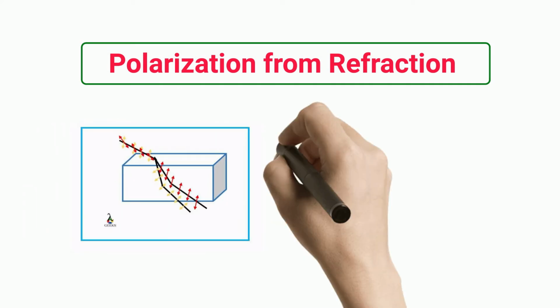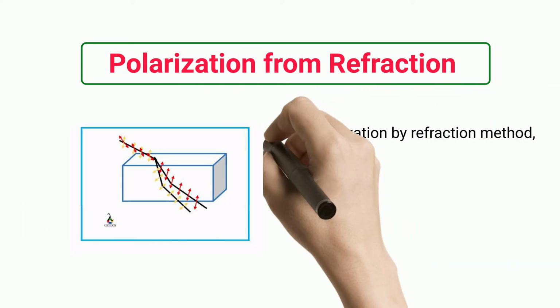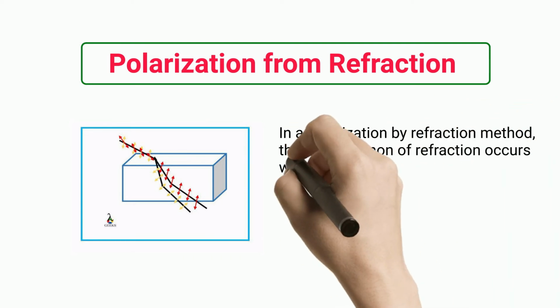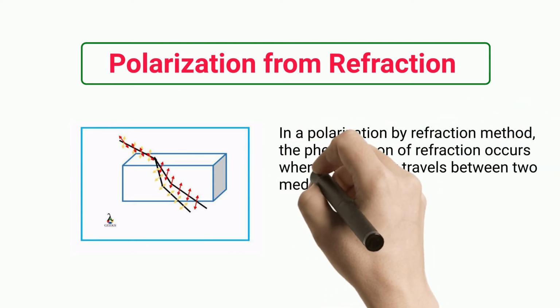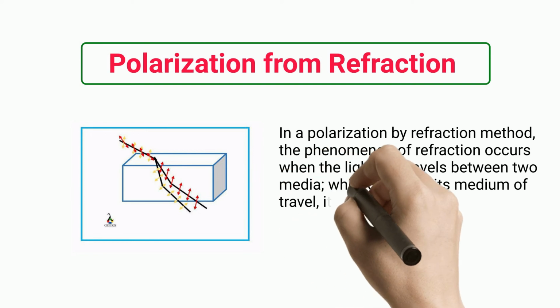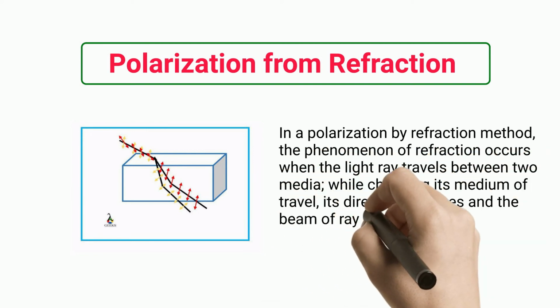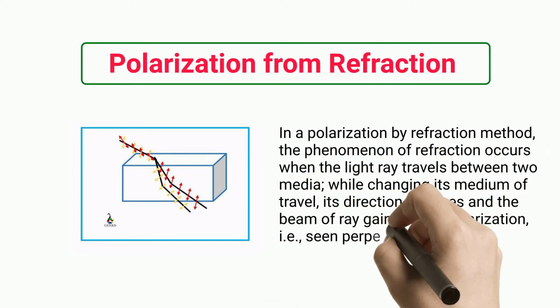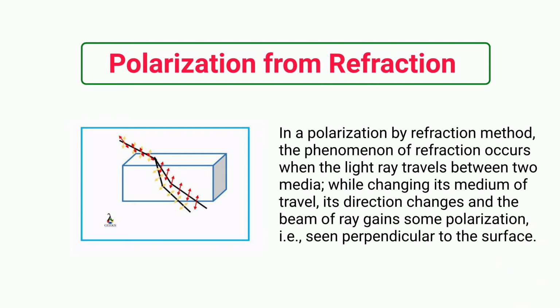Polarization from refraction. In the polarization by refraction method, the phenomenon of refraction occurs when the light ray travels between two media. While changing its medium of travel, its direction changes and the beam of light gains some polarization, i.e., seen perpendicular to the surface.